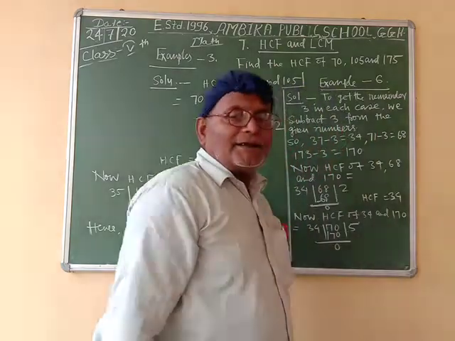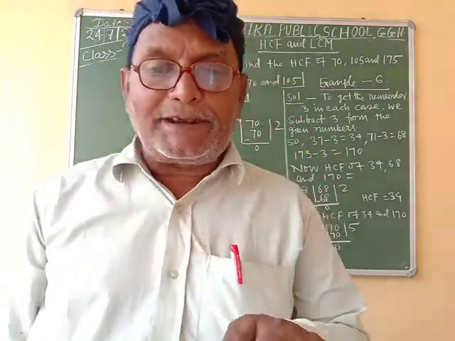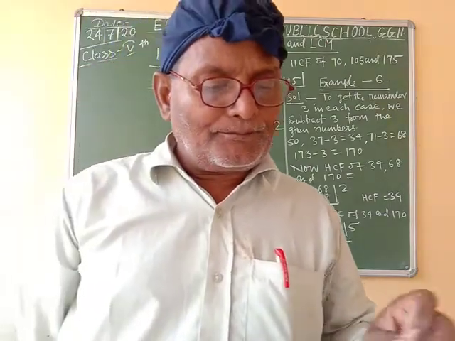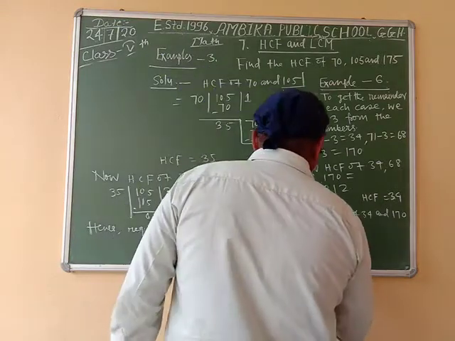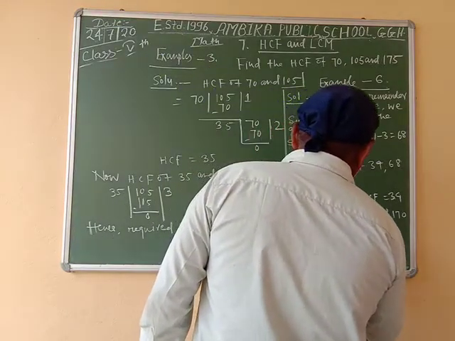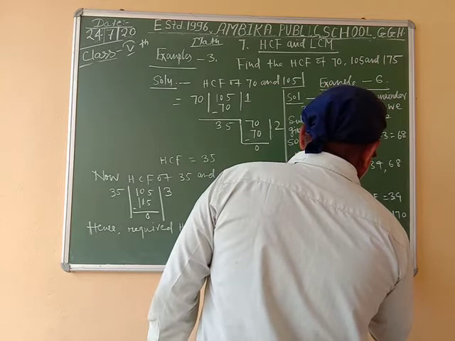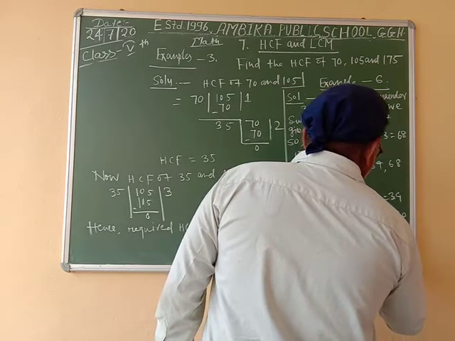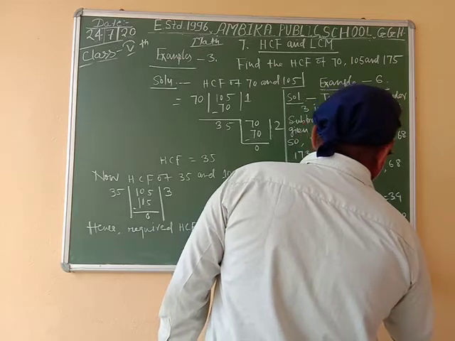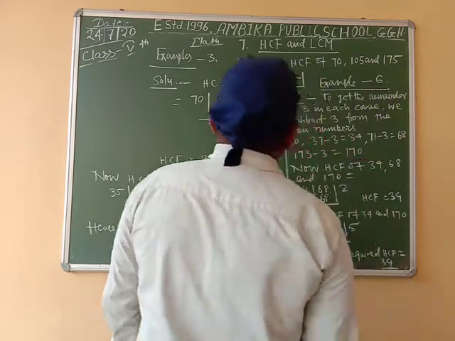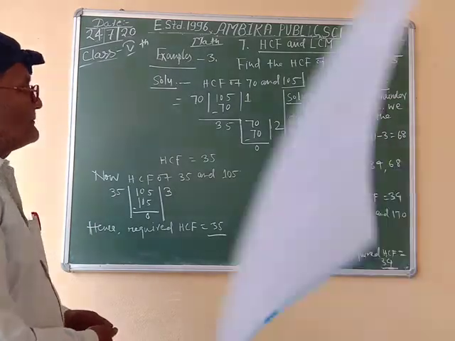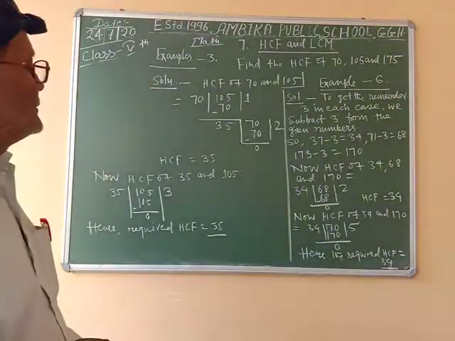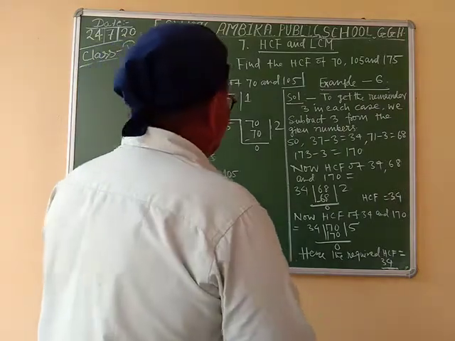So the required HCF of the given numbers is equal to 34. Hence the required HCF is equal to 34. So in this way, we can find the HCF of more than two numbers by the continued division method.